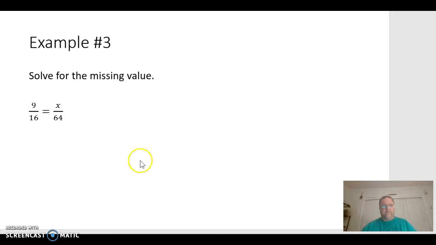All right, and last example here. You go ahead and try this one. Solve for the missing value, and go ahead and pause it and see if you're doing it correctly.